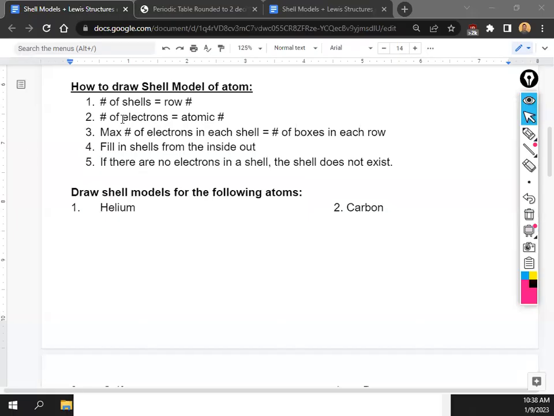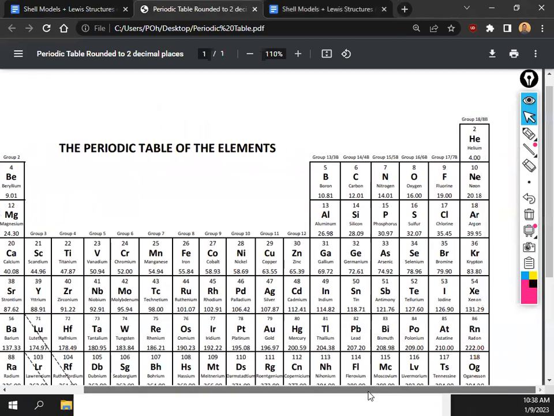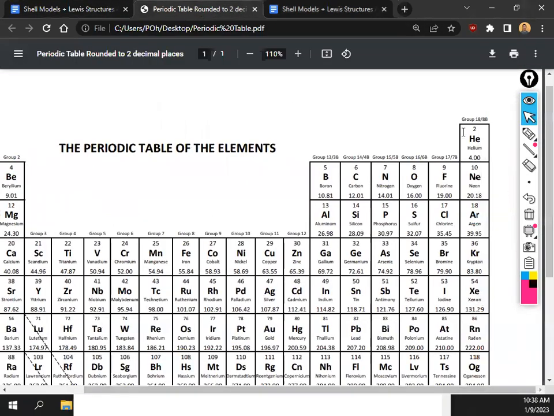Okay, so first element we're going to draw is helium. So I want you guys to go to the periodic table right here, and I want you guys to find helium. Helium is in the top right corner. So I want you guys to just find helium. Okay, and we're going to talk about how to draw helium. Okay, so the first rule is we got to find the number of shells that helium has. Okay, so if we take a look at the periodic table and look at helium, helium is in the first row, right? Rows go side to side. So helium is on the top, the first row.